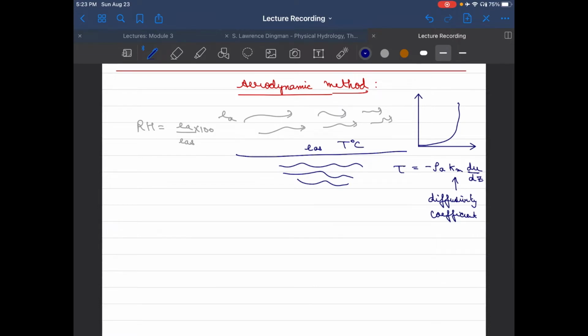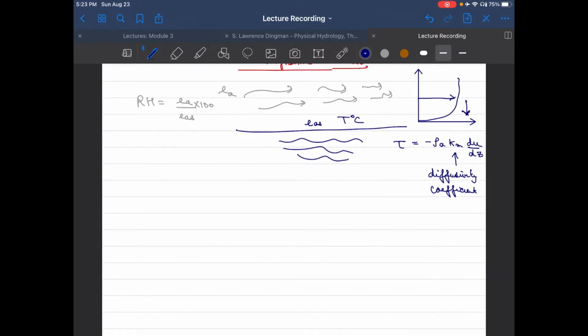Rho a is the density of air, and du by dz is the gradient of velocity. Since this is in the positive direction, the negative sign makes sure that the transfer of momentum always takes place from the higher velocity areas to the lower velocity areas. So momentum transfer will be in the downward direction. Similarly, we have written this tau.